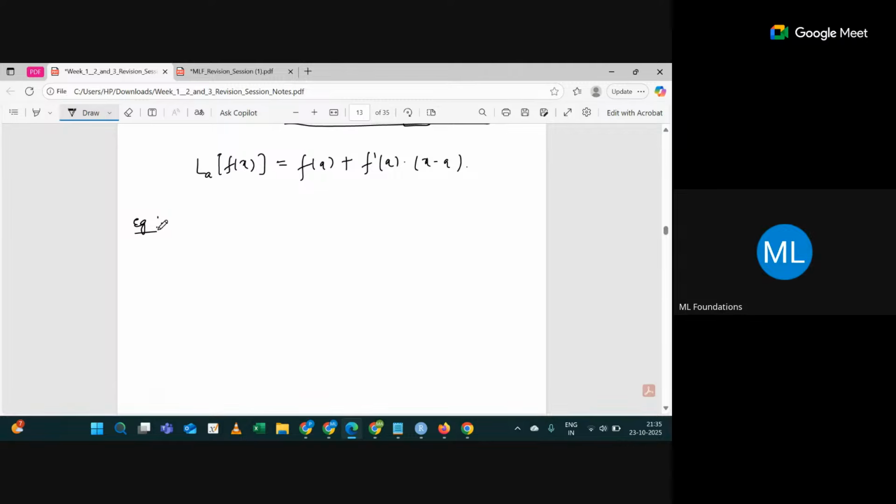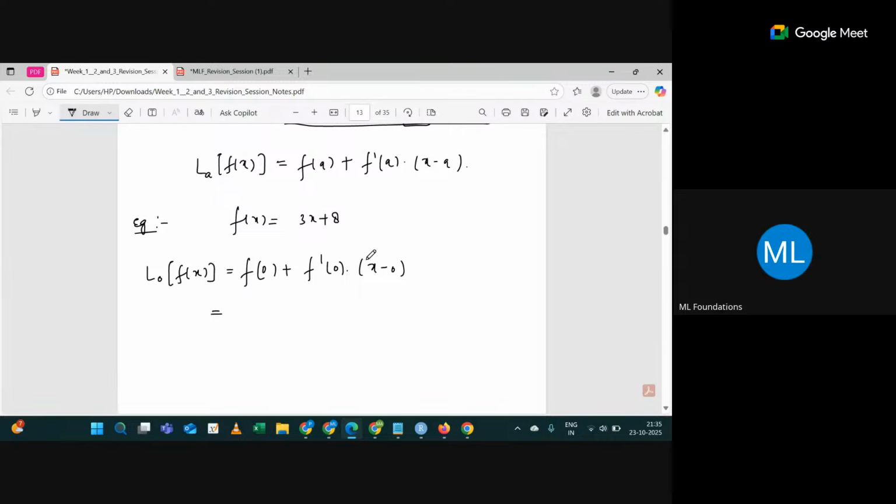Suppose I take a very simple example. Let's say f of x is 3x plus 8. Around 0, at 0, what will be L of x? It will be f of a, so basically f of 0 plus f dash 0 into x minus 0.